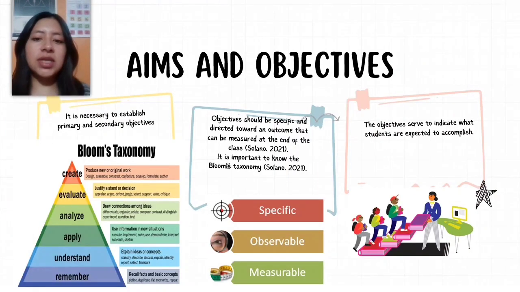So now we have aims and objectives. These objectives are what we are going to achieve at the end of the class. But first we need to establish primary and secondary objectives. Also, these objectives should be measurable, specific, and observable at the end of the class. These objectives help us to indicate what the students are expected to do after the lesson.